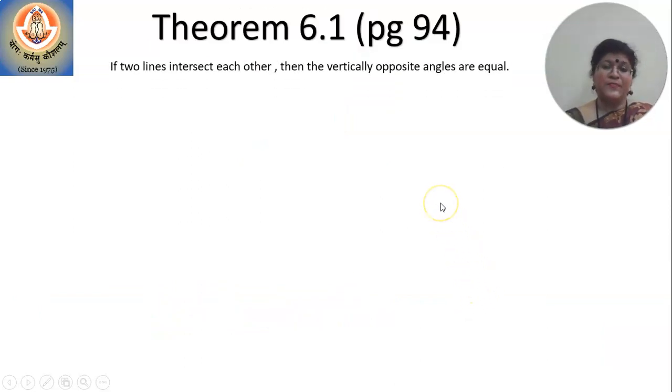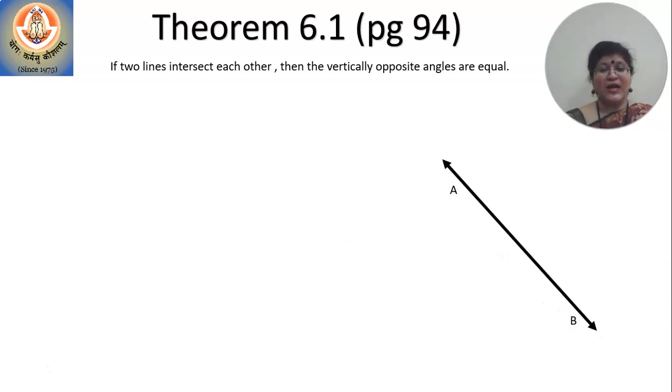Now this theorem is important. From this chapter, I want you to do only this theorem, that is theorem number 6.1, for the forthcoming examination from this chapter. If two lines intersect each other, then the vertically opposite angles are equal. So I'm explaining this theorem once again. You could get theorems under box type of questions.